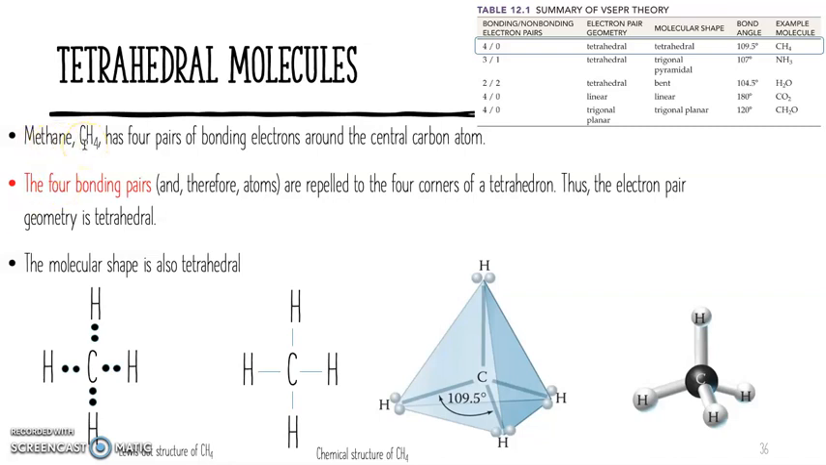Methane is an example of a tetrahedral molecule. It has 4 pairs of bonding electrons around the central carbon. If you draw the Lewis dot structure of methane, carbon at the center has 4 bonding electron pairs. If you place the electron pairs at the 4 corners of a tetrahedron, they repel each other, and therefore the geometry is tetrahedral, and the molecular shape is also tetrahedral. Based on the bonding electron pairs, you can use the table to predict the electron pair geometry and the molecular shape.